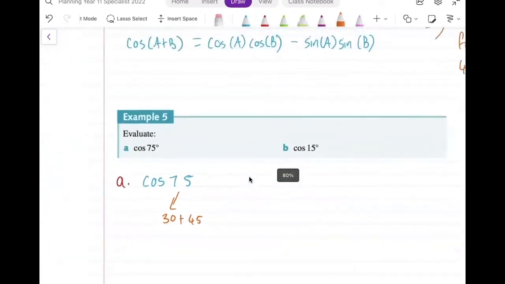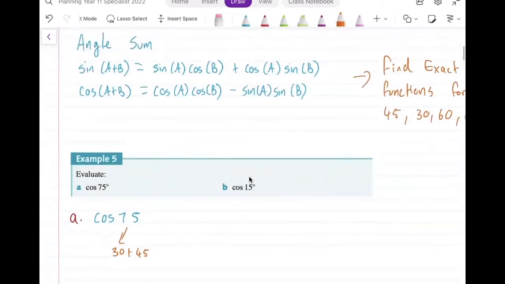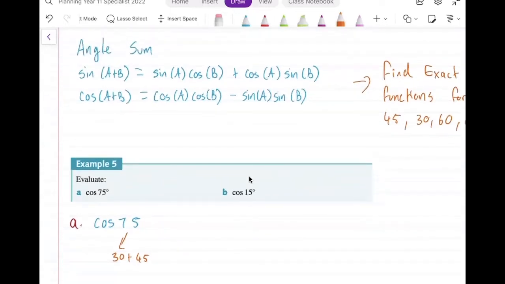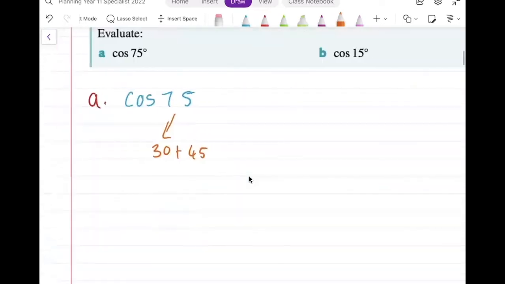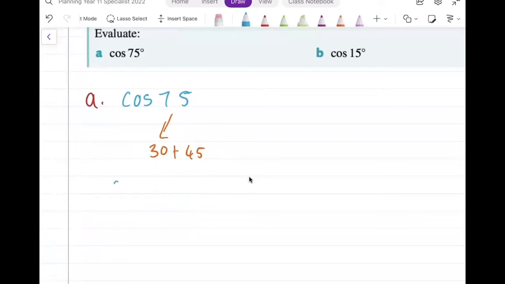So what our angle sum and difference identities allow us to do is to split my angle into two exact values. As long as I add or subtract to give me my angle, then I can use the rest of my identity with those exact values to get an exact answer. So if I do that for cos, I wind up with cos of 30 plus 45. It's addition. My order isn't super important. I'm going to kind of look at both anyway.